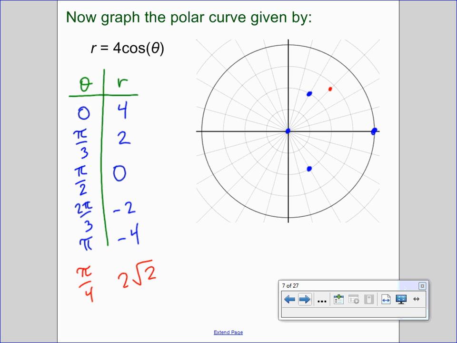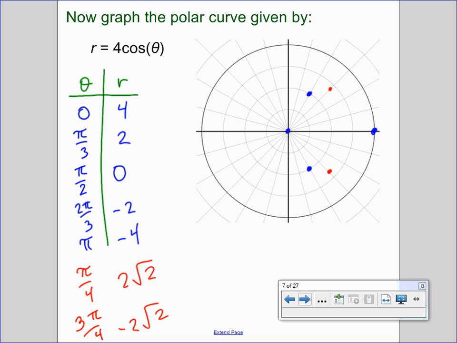I see. And if I chose 3 pi over 4, cosine of 3 pi over 4 is negative root 2 over 2 times 4 is negative 2 root 2. Negative 2 root 2 would say go in the 3 pi over 4 direction a distance of negative 2 root 2, so that would be negative 2.828. So here, all right.